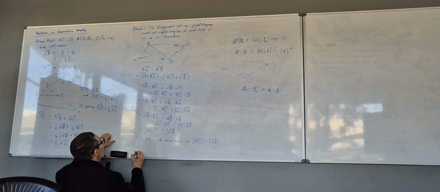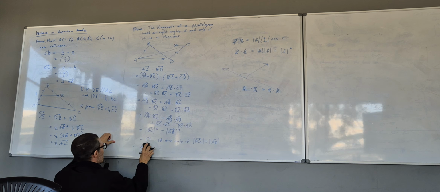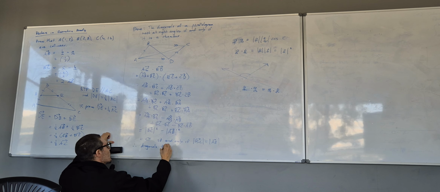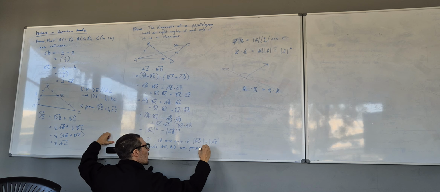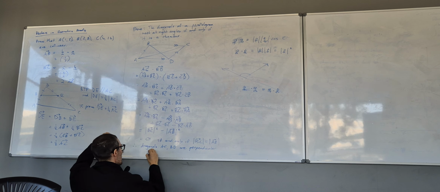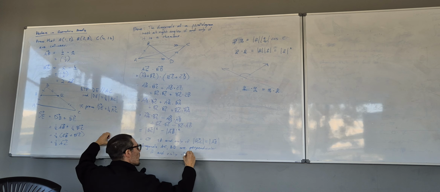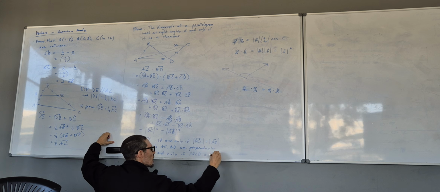Therefore, AC, maybe I've got the words, diagonals AC, BD are perpendicular if and only if ABCD is a rhombus.